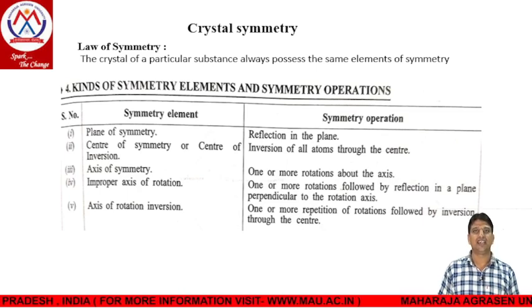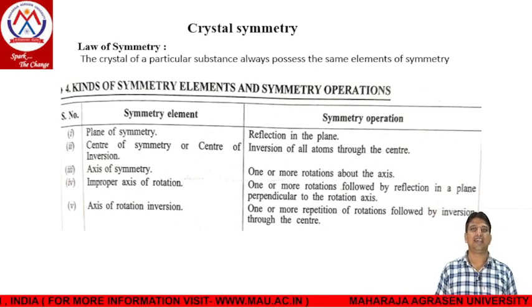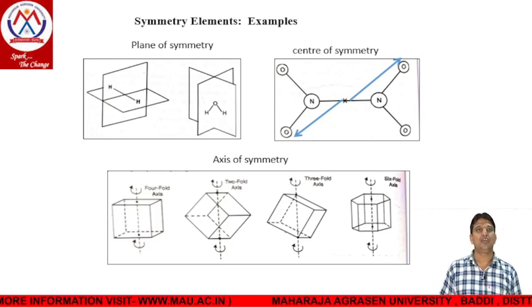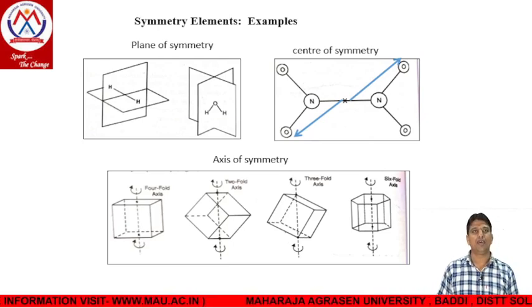So these are the symmetry elements. The symmetry of a crystal depends upon these 5 symmetry elements. These are the examples of symmetry elements. First is plane of symmetry. In a plane of symmetry, the plane divides the molecule into 2 halves. First is hydrogen. Hydrogen has 2 types of planes, one horizontal plane and the second vertical plane. And the water molecule has 2 vertical planes.